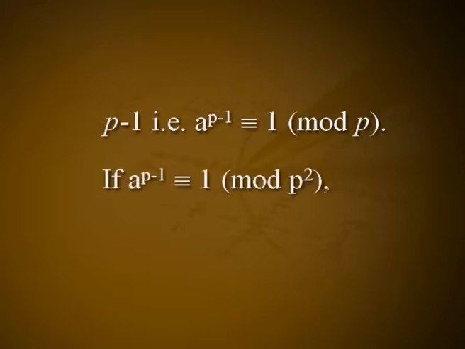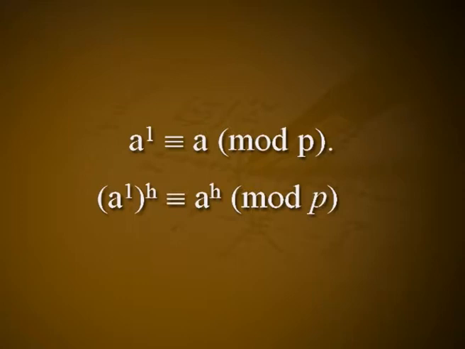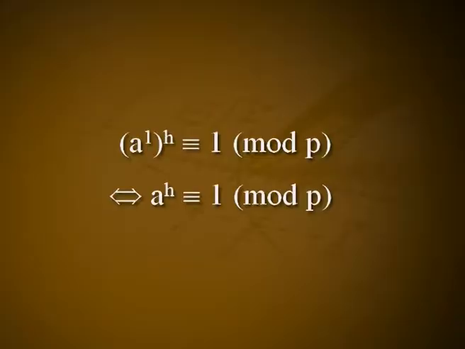If a^(p-1) ≡ 1 mod p², then let a₁ = a + p. We show that a₁ is also a primitive root mod p. Since a₁ ≡ a mod p, a₁^h ≡ a^h mod p for each integer h. Hence, a₁^h ≡ 1 mod p if and only if a^h ≡ 1 mod p. Therefore, a₁ is also a primitive root mod p.